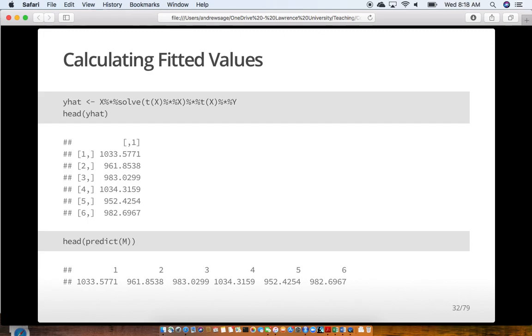To calculate the fitted or predicted values for the states in our data set, we simply multiply X times that vector beta hat, or X times (X transpose X) inverse X transpose y, and you can see the results below. These are the predicted average SAT scores for the first 6 states in our data set, and note that they match the output we would get if we used the predict command in R.